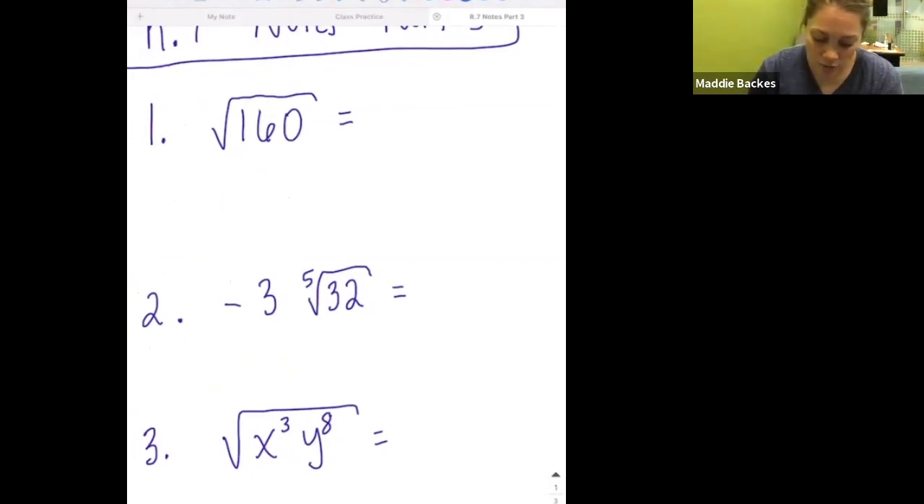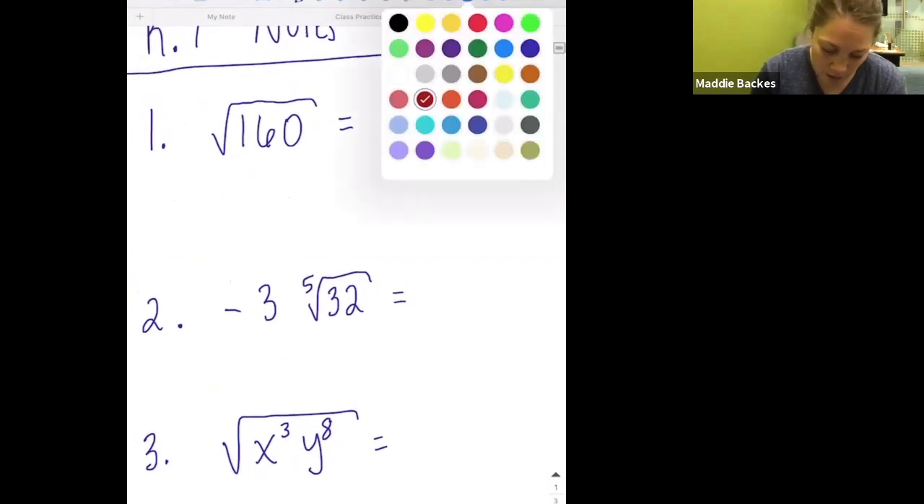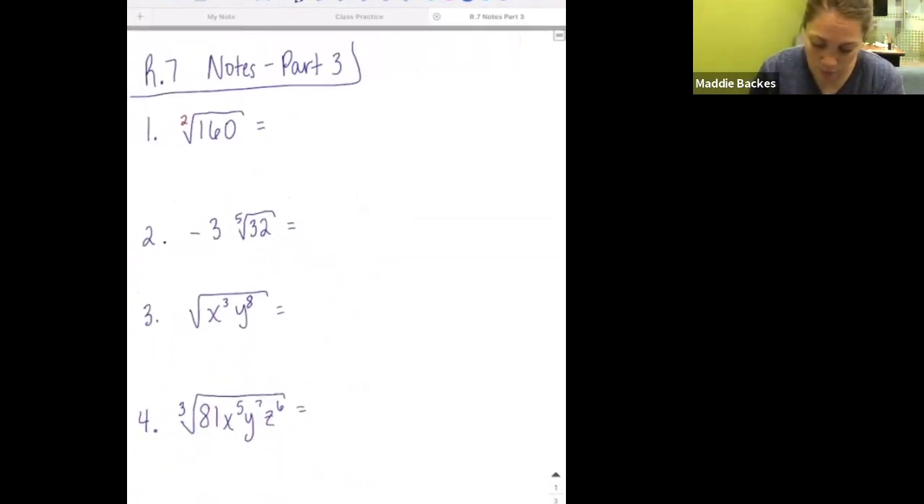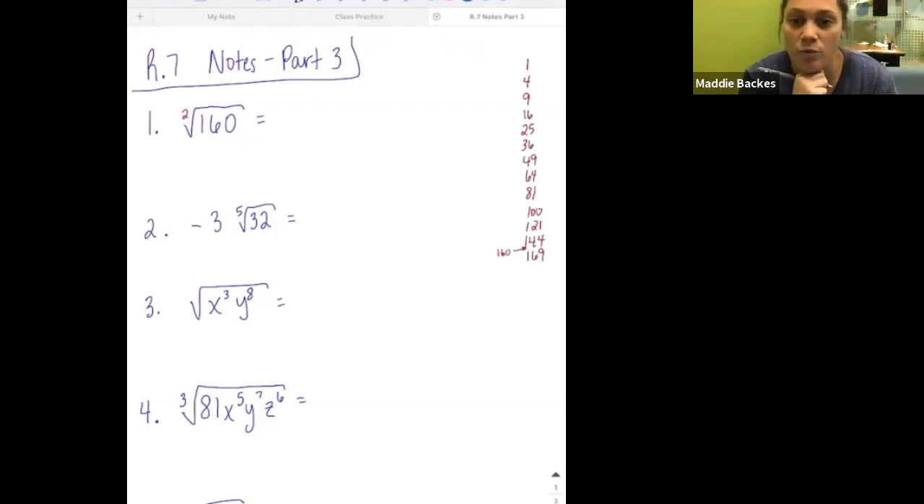So to simplify the square root of 160, I want to first note that there is a 2 right here for our index. Anytime we don't see a number, we know that it's 2. So since it's a 2, we're going to write out all of our perfect squares. 1 squared is 1, 2 squared is 4, 3 squared is 9, 4 squared, 5 squared, 6 squared, 7 squared, 8 squared, 9 squared, 10 squared, 11 squared, 12 squared, and 13 squared. Now I'm stopping here because 160 would fall right here in between 144 and 169.